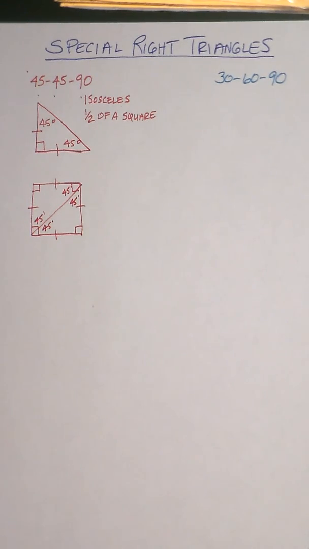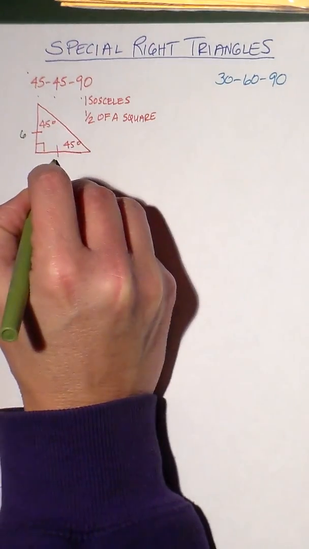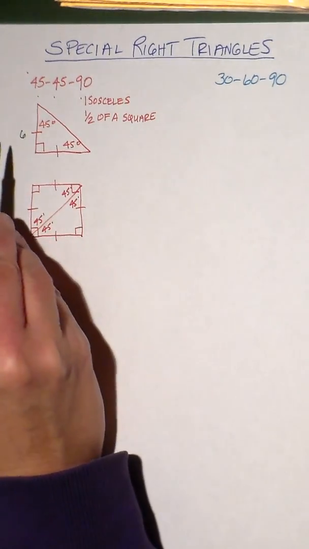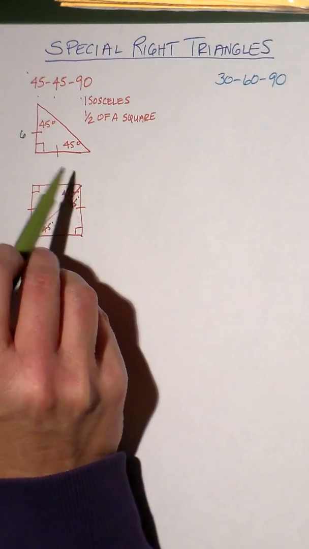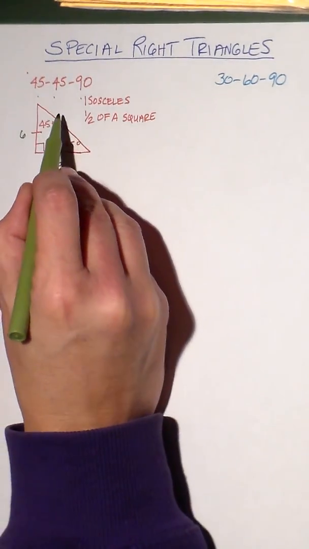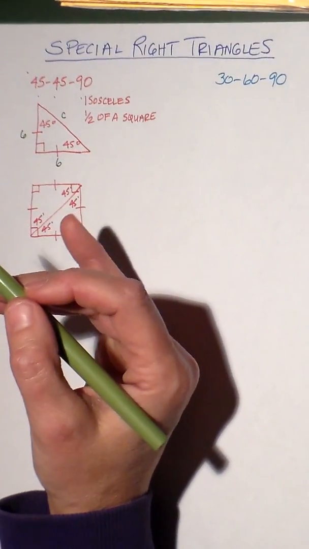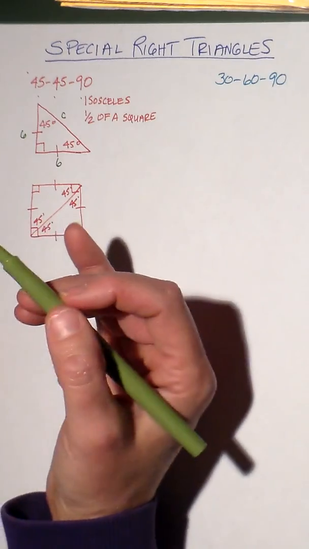Let's say I label one of these sides, and I'm looking for the perfect color here. Let's say I make this 6. Well, since it's isosceles, if one of the legs is 6, so is the other one. So that's got to be 6. And I want to find the hypotenuse, which is c. There are two ways I can do this. I can take the shortcut or I can use the Pythagorean theorem.